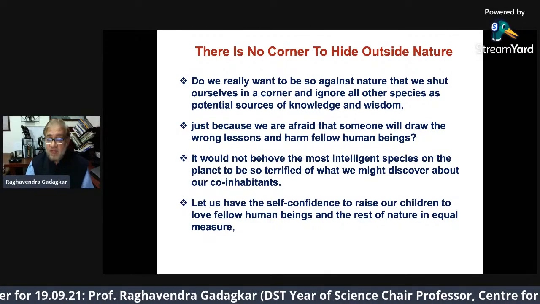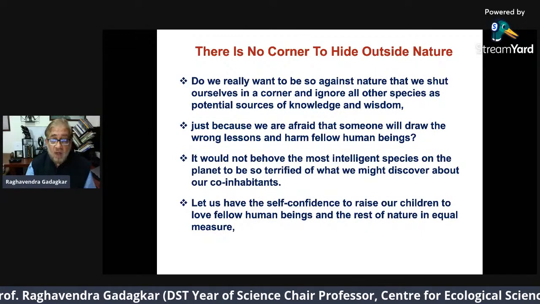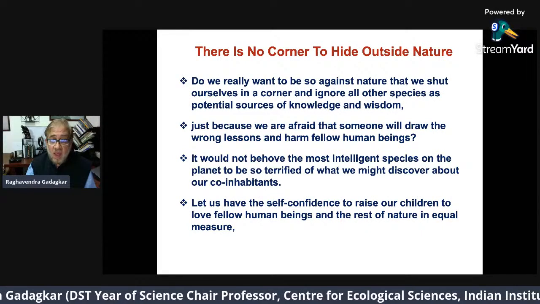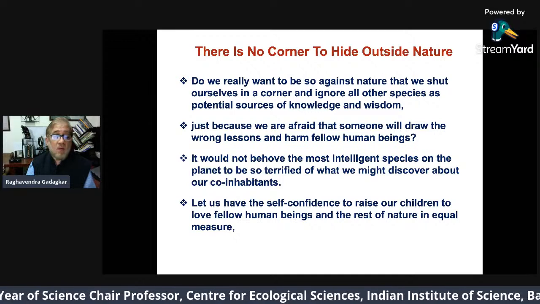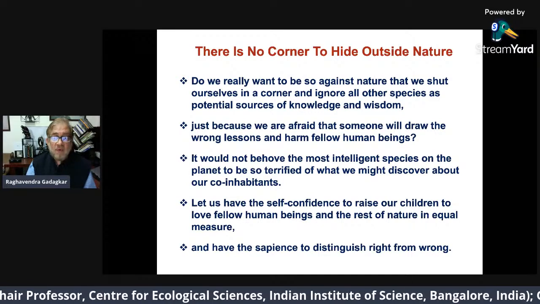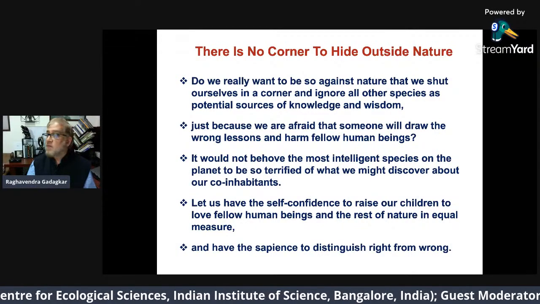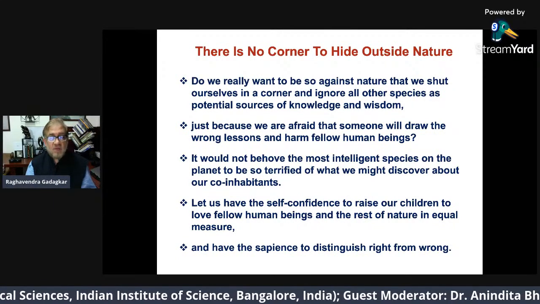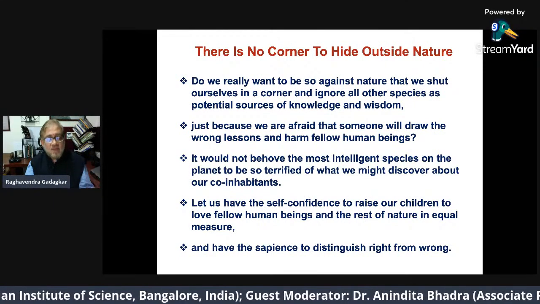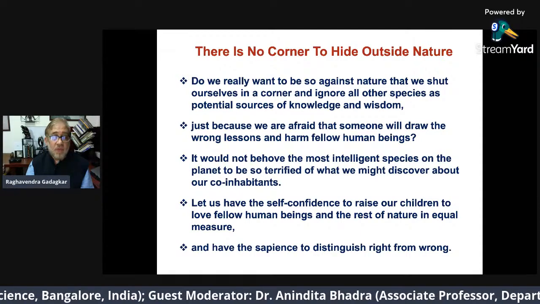Let us have self-confidence and raise our children to love fellow human beings and the rest of nature in equal measure and have the sapience to distinguish right from wrong. So we should not be afraid of committing the naturalistic fallacy. We should really have the courage to do the things right.